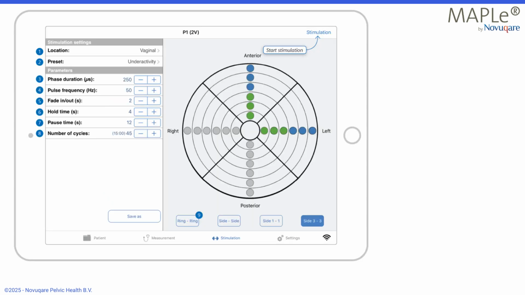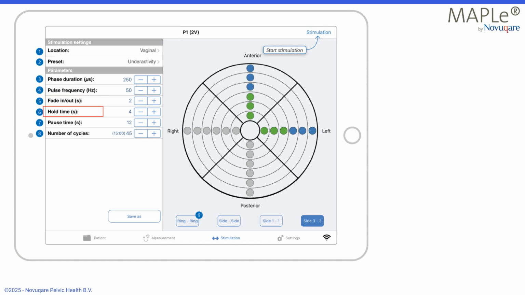Modifying stimulation settings. 1. Select location, vaginal or anal. 2. Choose a preset: manufacturer presets, user-defined settings, or last used settings. 3. Adjust phase duration in increments of 10 microseconds. 4. Set pulse frequency in increments of 1 Hz. 5. Configure fade-in and fade-out times, adjust in 1 second increments.